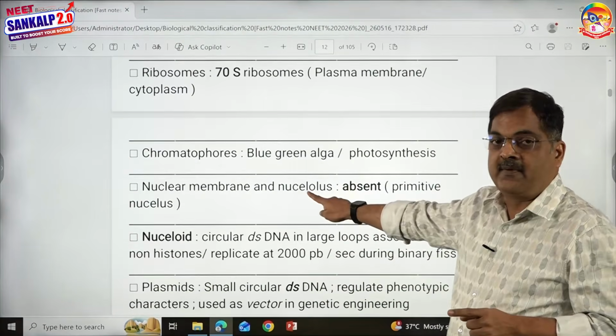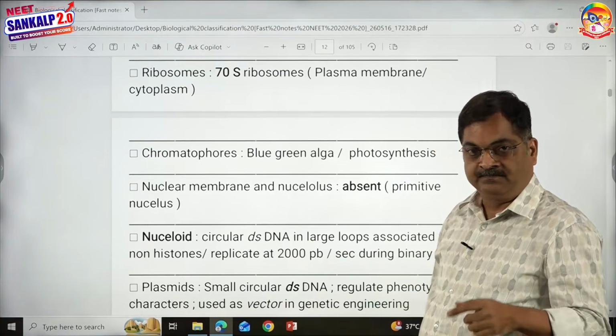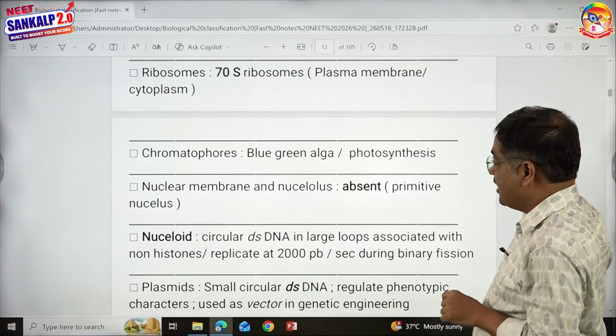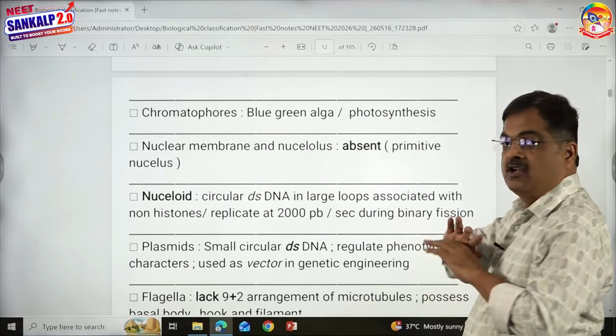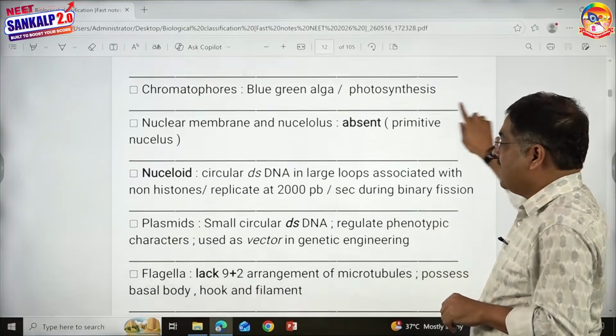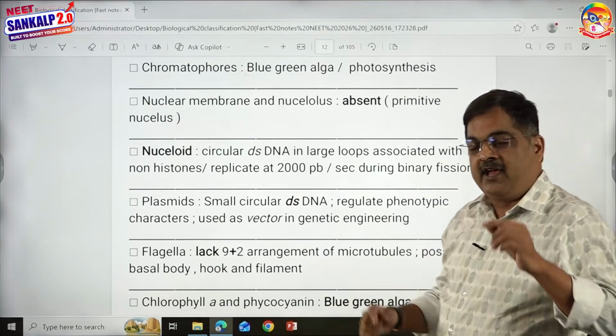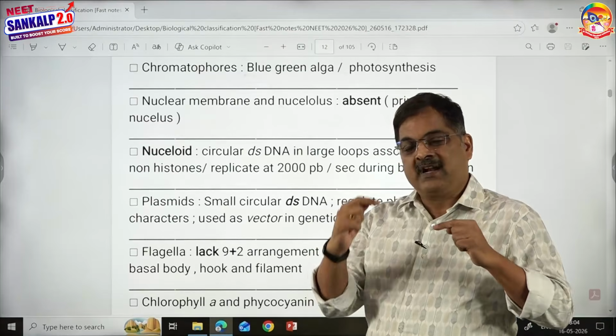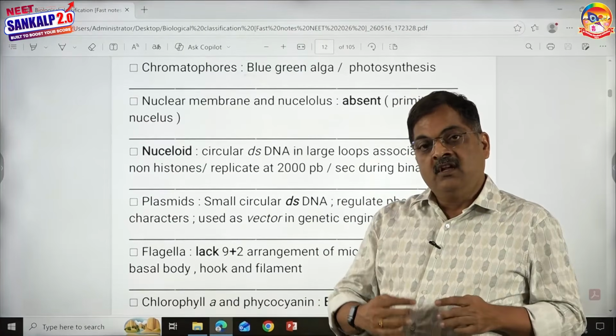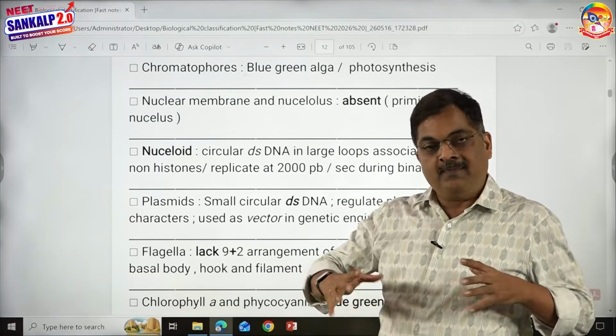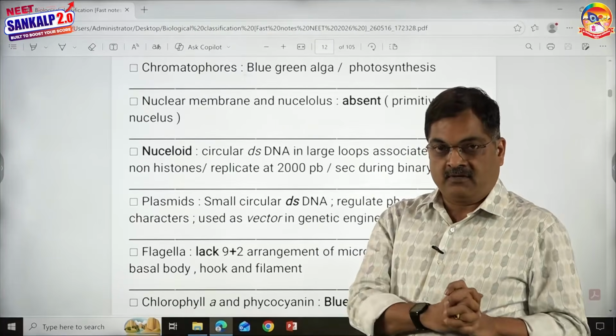Chromatophores, a very popular question. It is seen in blue-green alga. They're extensions of membrane. Nuclear membrane and nucleolus are absent. Nucleoid, this is an important point. So look here, any line which is present in your NCERT textbook in more than one chapter can be a potentially important question. Remember that.